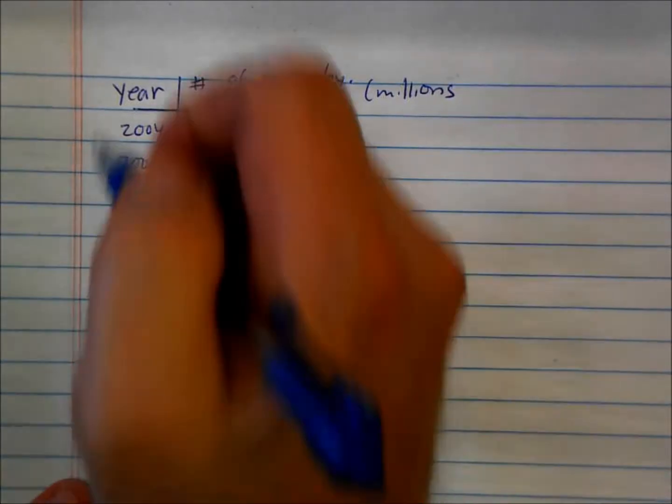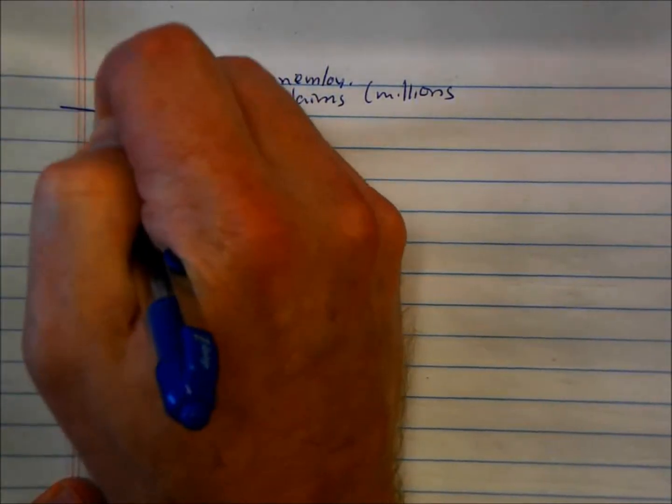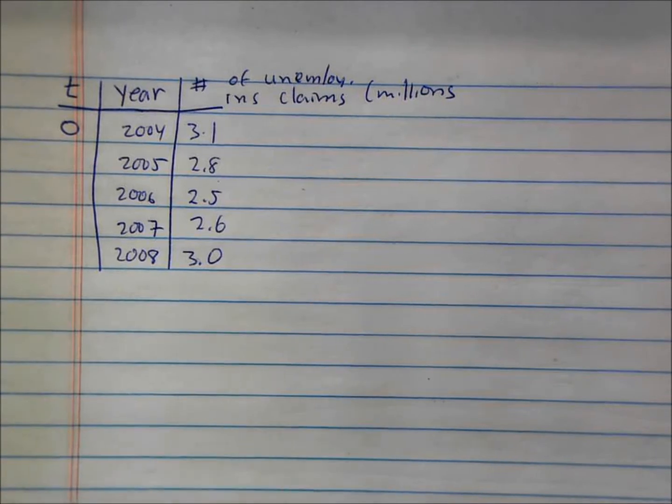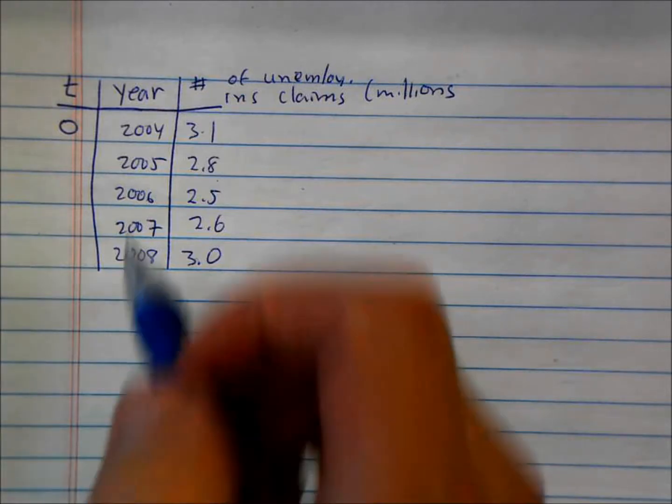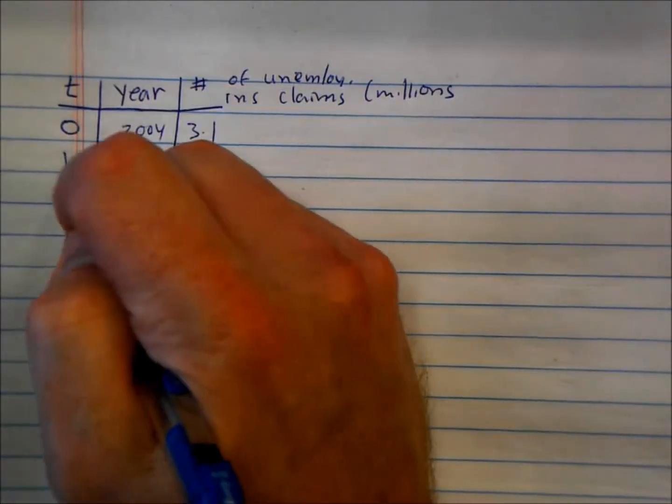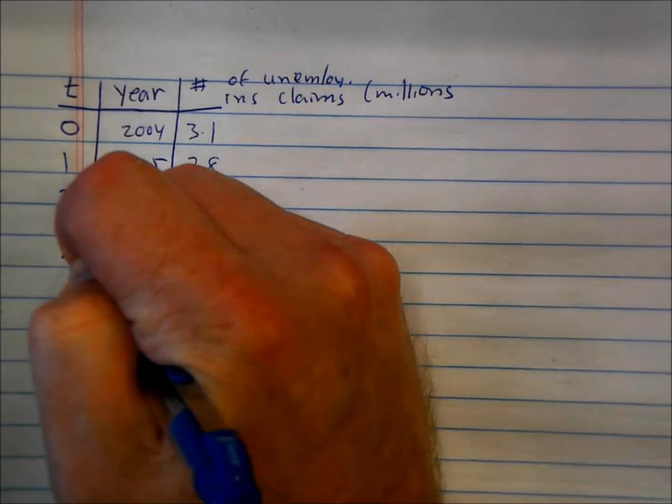Well, first off, to make life a little bit easier for myself, I'm going to call 2004 year 0, that's when we started, just so I can work with smaller numbers. We did this a lot with linear equations too when we had data. We would call the first one 0. So this one becomes 1, 2, 3, and 4.